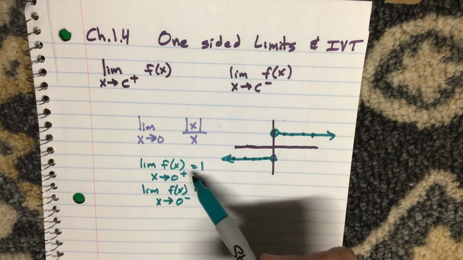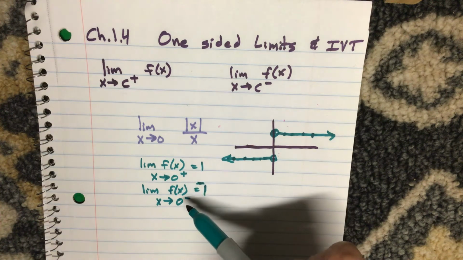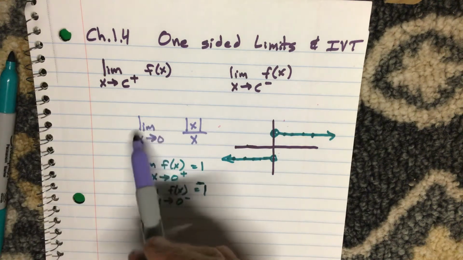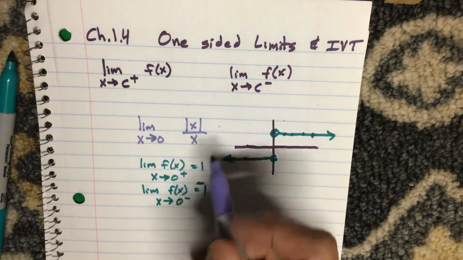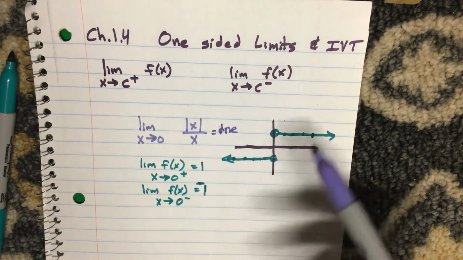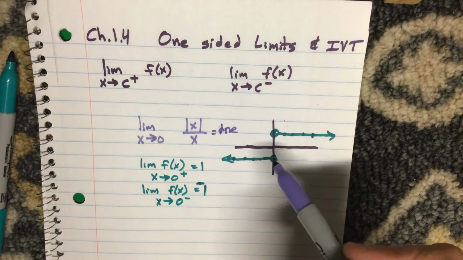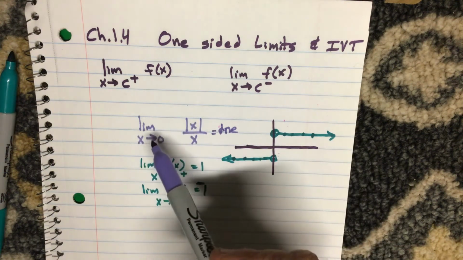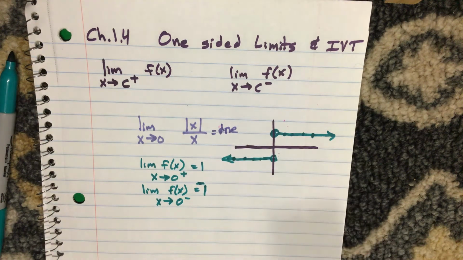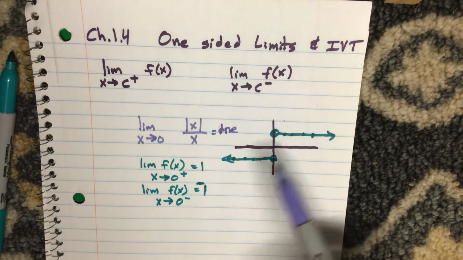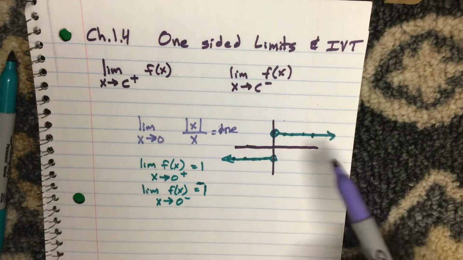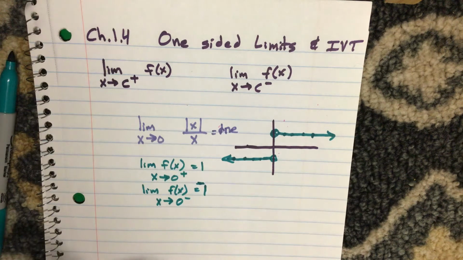So the right-handed limit is positive 1. The left-handed limit is negative 1. So when we're asked what is the overall limit of the function as x approaches 0, the answer is that it does not exist, because the left hand and the right hand are not approaching the same value. In order to have an overall limit as x approaches 0, y has to be approaching some number. And in this case, it's approaching two different numbers, one from the left and one from the right. So when the left-hand limit does not match the right-hand limit, the overall limit does not exist.